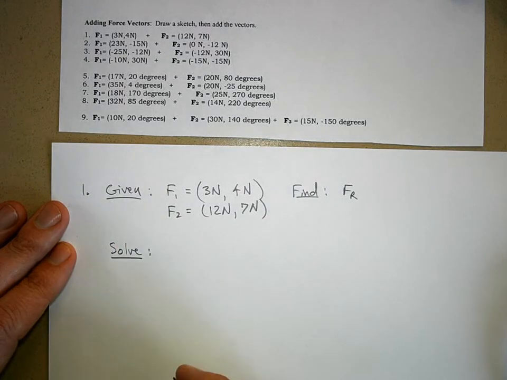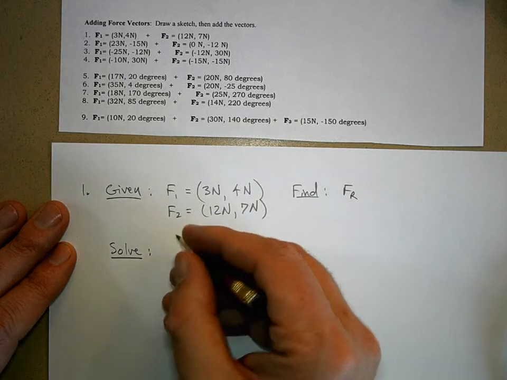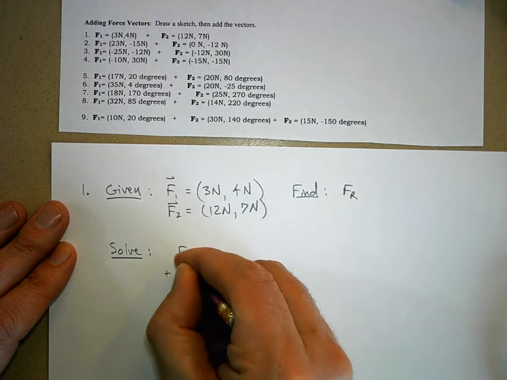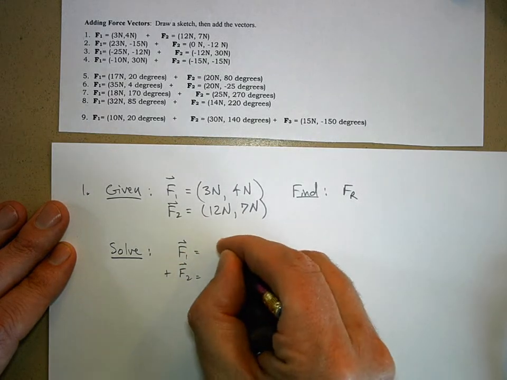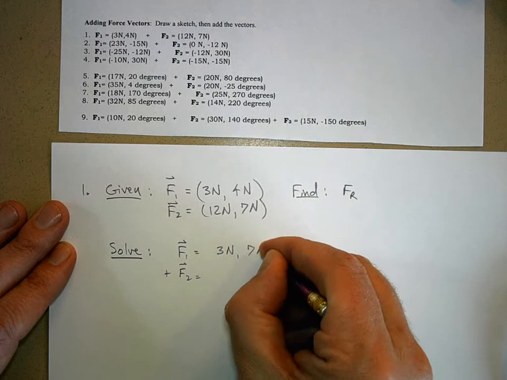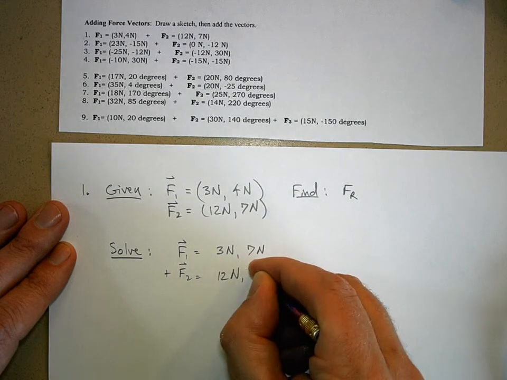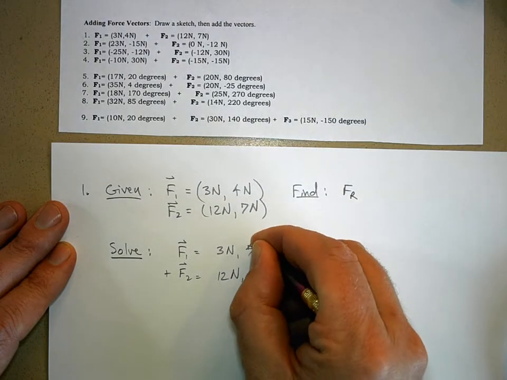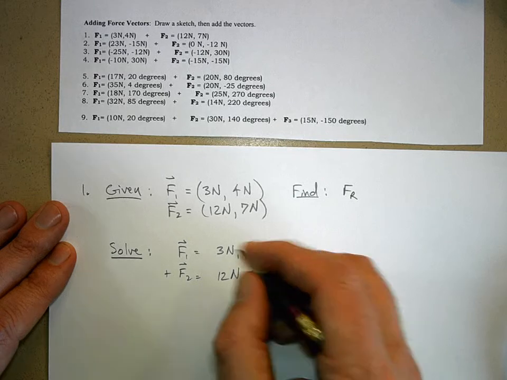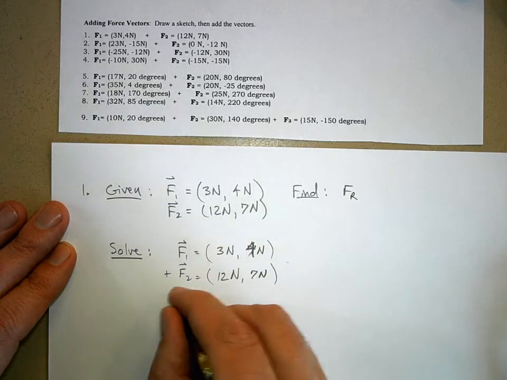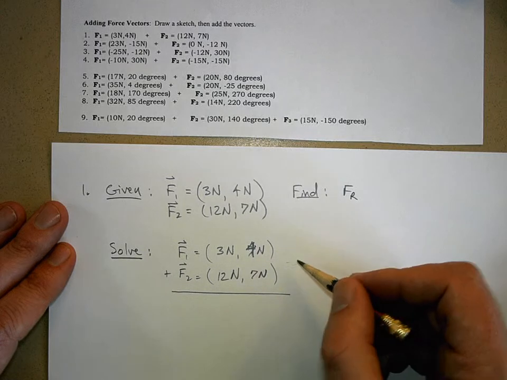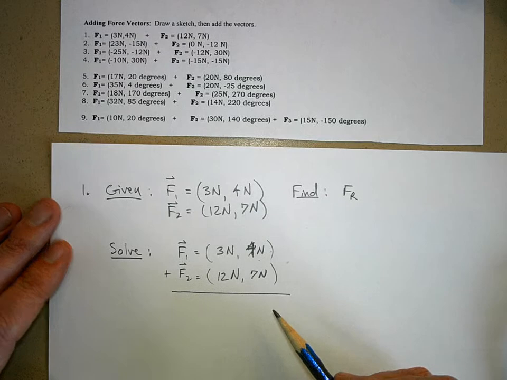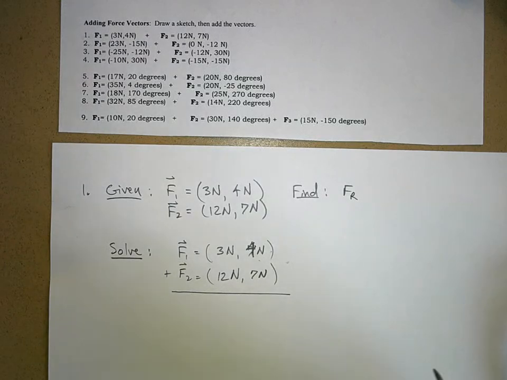So let's solve it. Well, when you add vectors, you just go F1 plus F2. 3 newtons, 4 newtons, 12 newtons. Oh wait, this should be 4, sorry. This is 7 newtons. So line them up like this and then say, hey, are these in rectangular coordinates or polar coordinates? These are in rectangular coordinates. So I can just add them up right away.